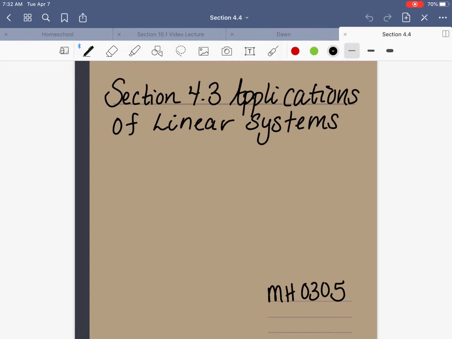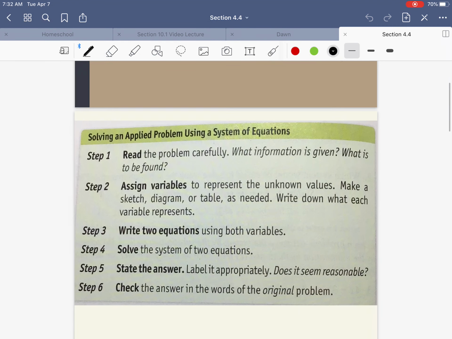All right, this is section 4.3, applications of linear systems. So of course, these will be the word problems.